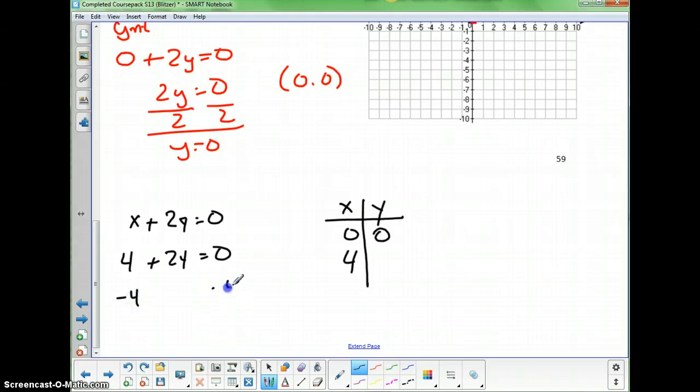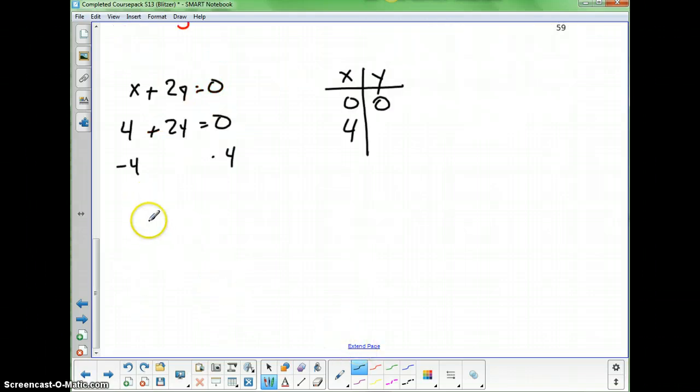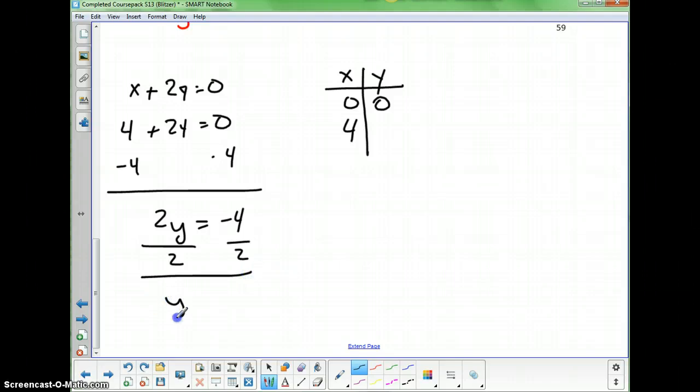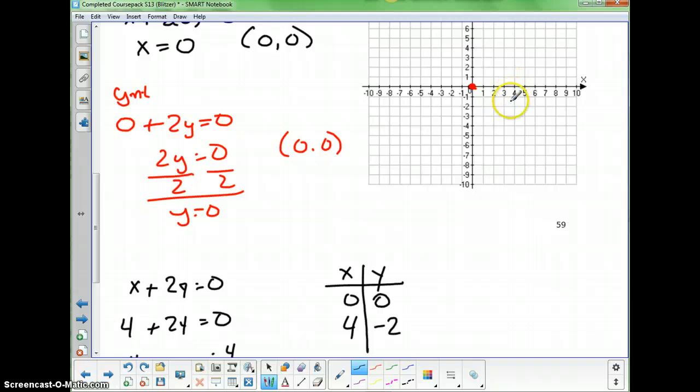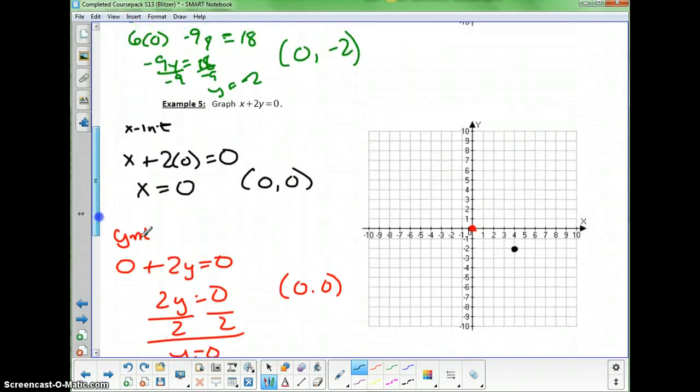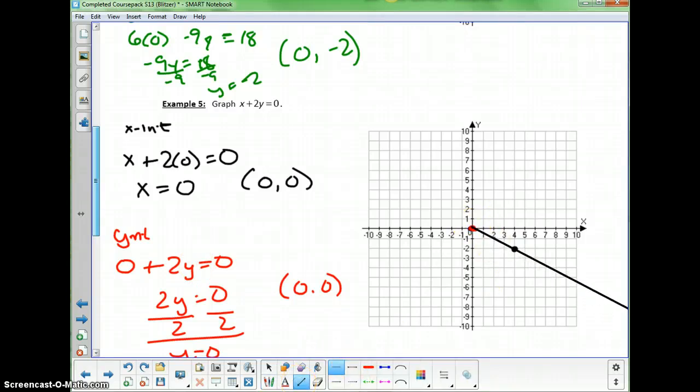So for y, we're going to subtract 4 from both sides. 2y equals negative 4. Divide by 2. y equals negative 2. Okay, so this ordered pair would be 4, negative 2. Let's go back up and graph that one. 4, negative 2, and right now I have the bare minimum that I would need to draw the equation of the line. So let me go ahead and connect those. And I've got my line.